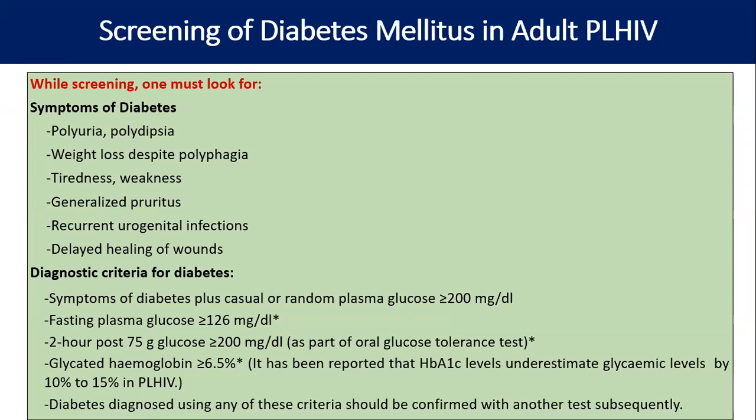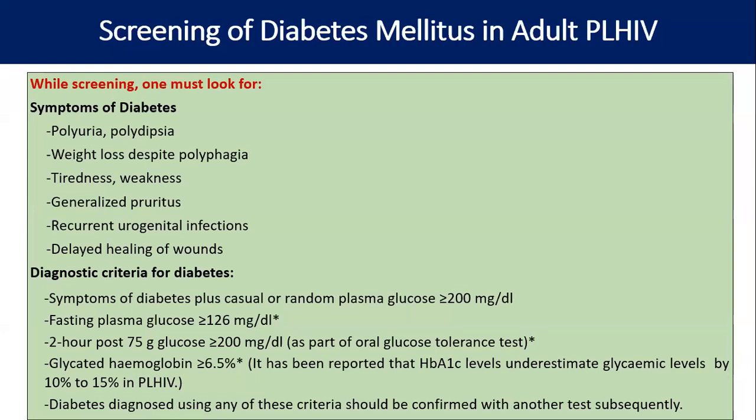Now, diagnostic criteria for diabetes is compatible symptoms of diabetes plus casual or random blood sugar level of more than or equal to 200 milligram per dL, or a fasting blood glucose of more than or equal to 126 milligram per dL, or GTT, that is glucose tolerance test, 2 hours after ingestion of 75 gram of glucose if the RBS is more than or equal to 200 milligram per dL, or if the glycosylated hemoglobin is more than or equal to 6.5%, then we presume it to be diabetes.